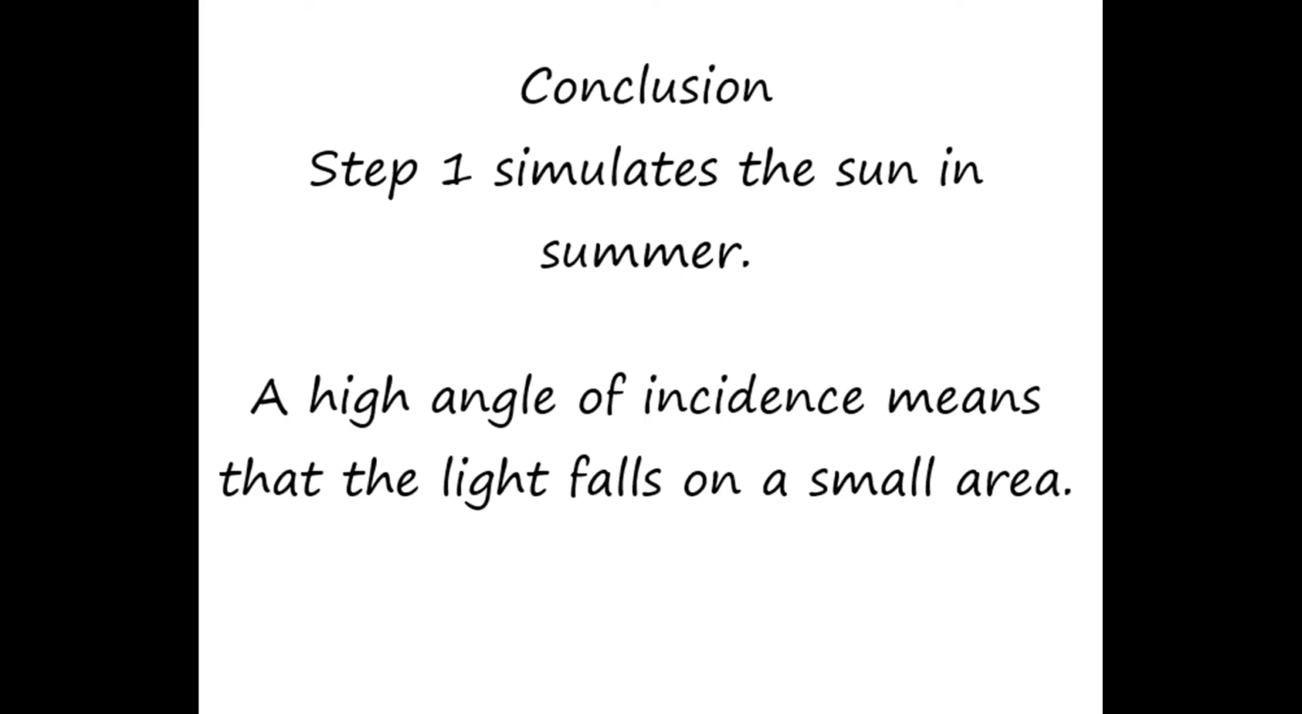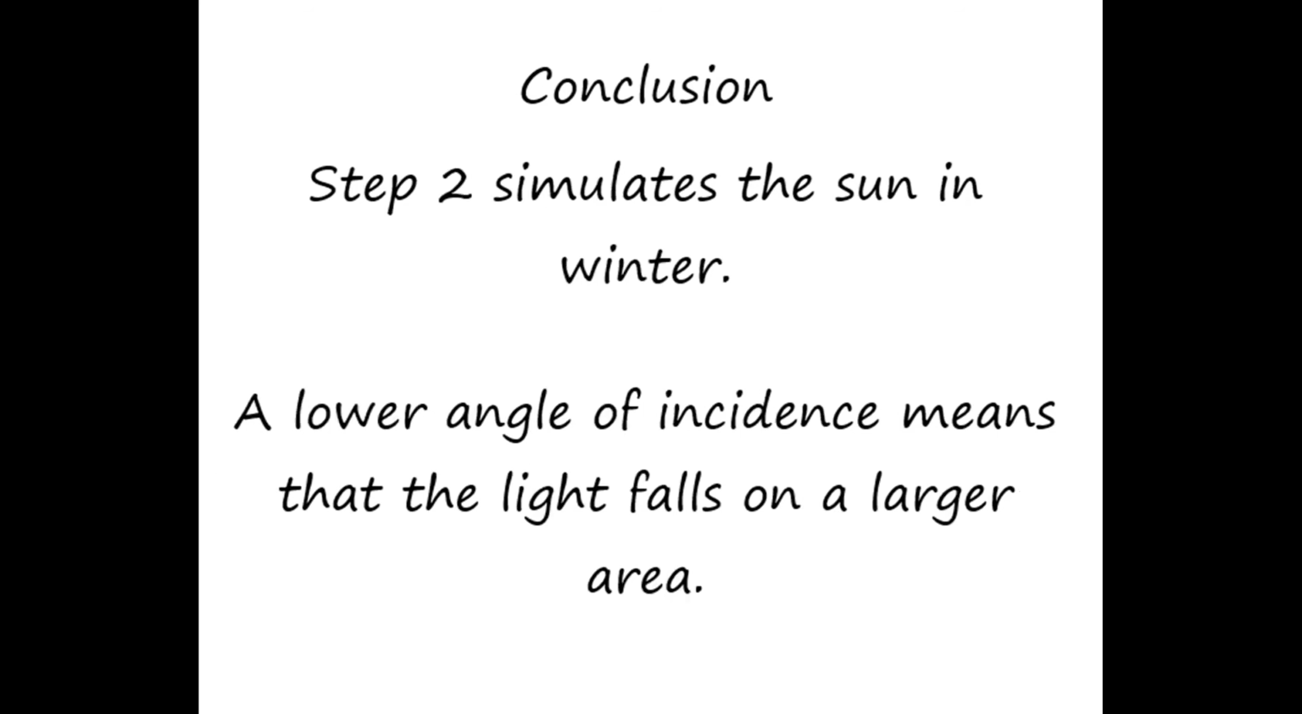What does all of this mean? Well, when we take a look at step 1, we simulated the sun in summer. This had a high angle of incidence. This means that the energy is more concentrated. This will lead to higher temperatures. And in step 2, we simulated the sun in winter. This had a low angle of incidence, which means the light is less concentrated. This leads to the colder temperatures of winter.